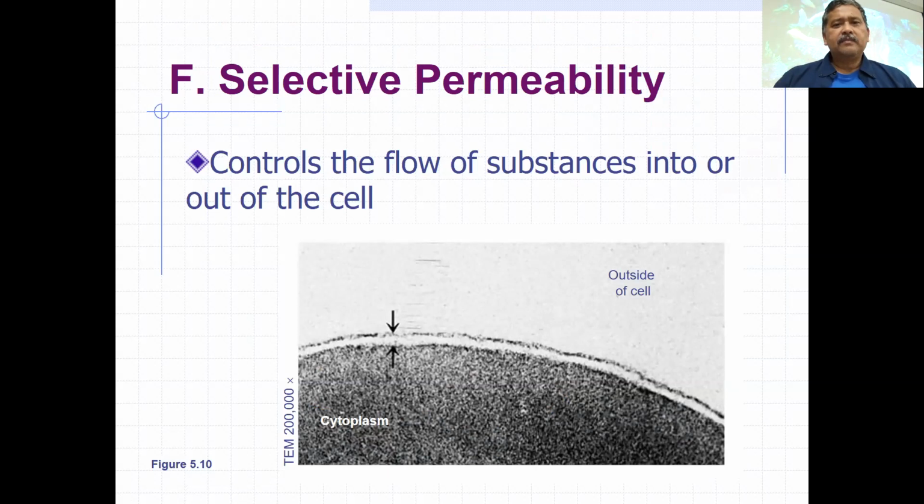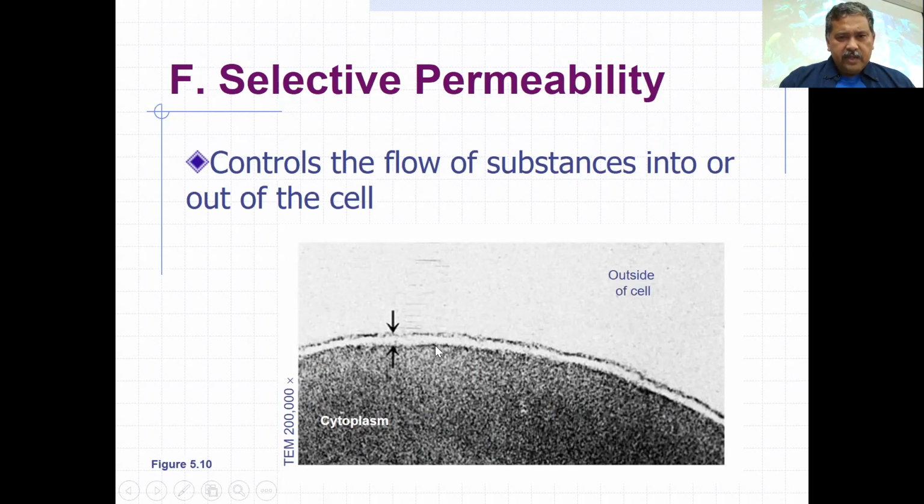Before we leave this first part of the talk, there are different types of permeability. Permeability is the ability to have things move through there. So it says here selective permeability. Selective permeability is when you control the flow of substances into or out of the cell. That's what the cell membrane does. This is outside the cell. This is the cytoplasm. Here you can see the cell membrane.